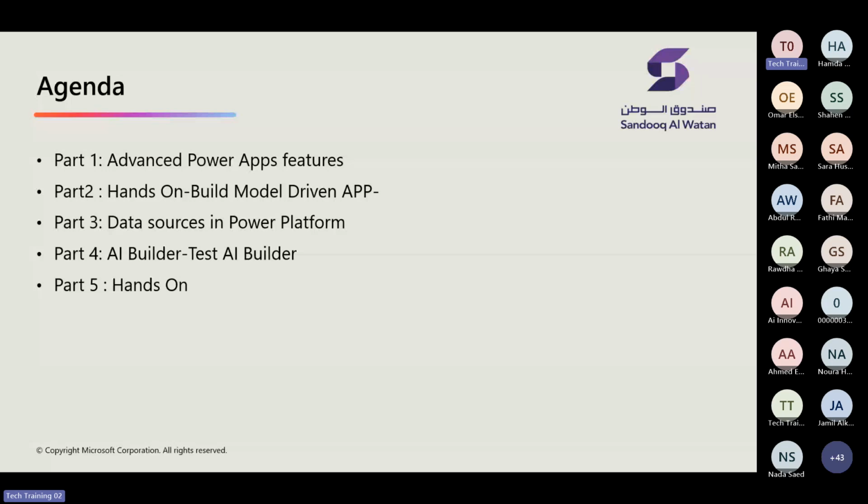Be sure also to work with me step by step on the Power Platform hands-on. At the beginning, for the agenda, we'll talk about Advanced Power Apps features, and we'll create our own model-driven app, data source, and AI Builder. We will test the AI Builder and do the AI Builder hands-on also. So this session will have two hands-on parts, heavy and hands-on. So be ready for it.